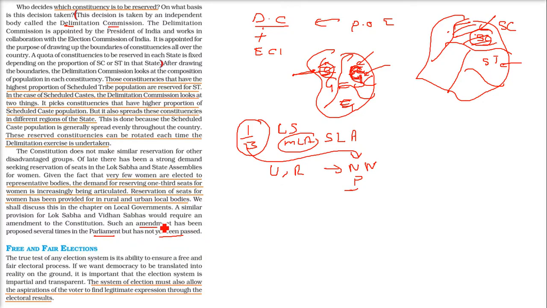Now the question comes of free and fair elections. What do we mean when we talk about free and fair elections? We'll talk about the Election Commission of India just now. But let us stop here. We have discussed a lot. So we'll be discussing the Election Commission of India and free and fair elections in the next discussion.